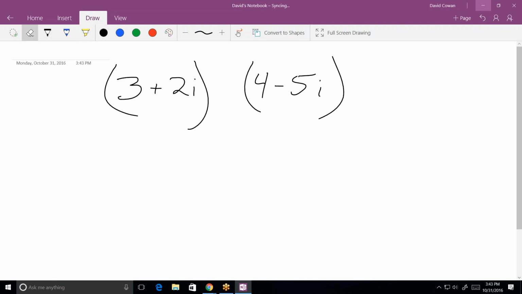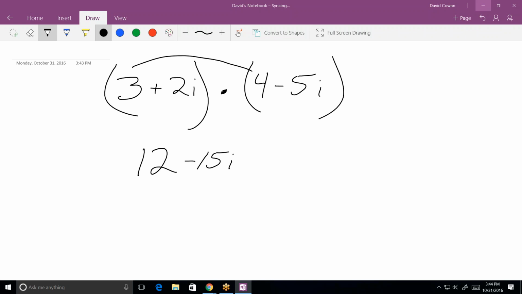Multiplication is also very easy. You just FOIL it or ET it. Tell me what the terms are going to be. Start with the first terms. All right, so 12 plus minus 15i plus 8i minus 10i squared. See why?